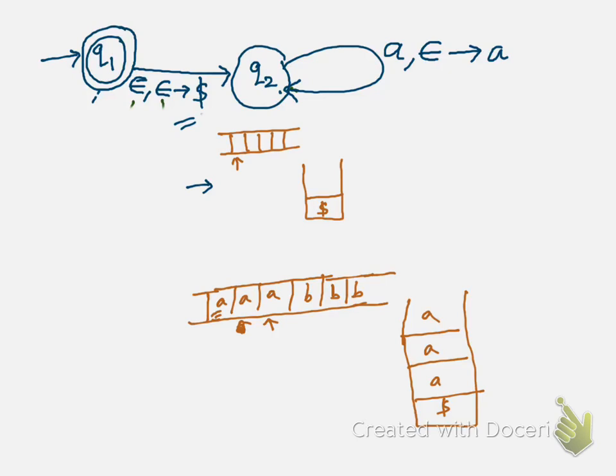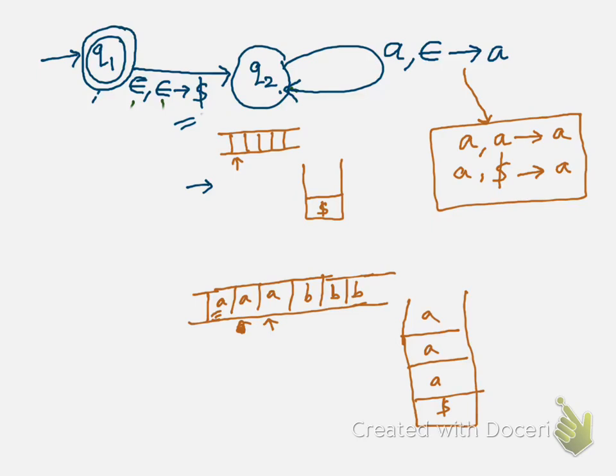Okay, before that, one more thing here. If you look at this particular transition here, you can also write it something like this. I can actually replace this one transition with these two transitions. See what is happening here. These transitions say that whenever I see an input A, if there is an A on the stack top, I push an A. And if I see an A and there is a dollar on the stack top, then also I push an A. So what we have done is we have just replaced both these transitions with a single transition here.